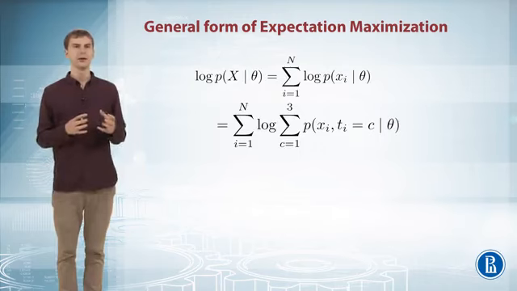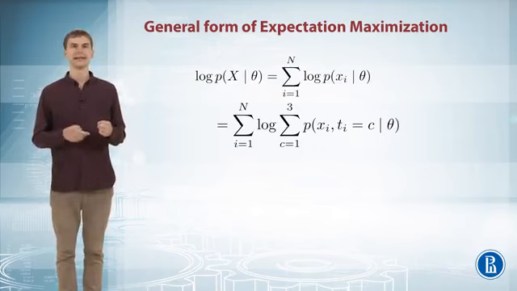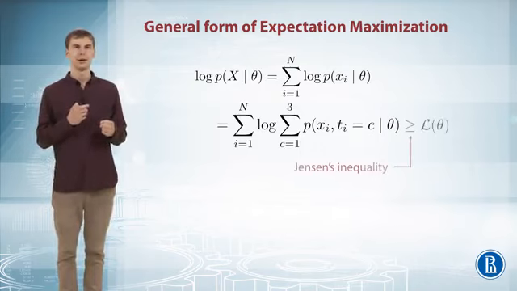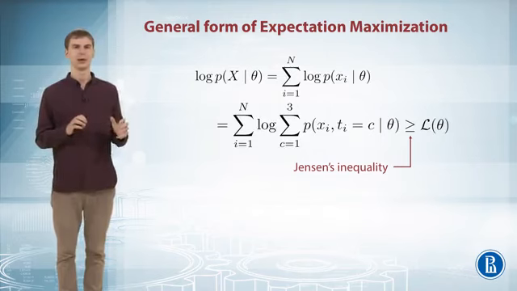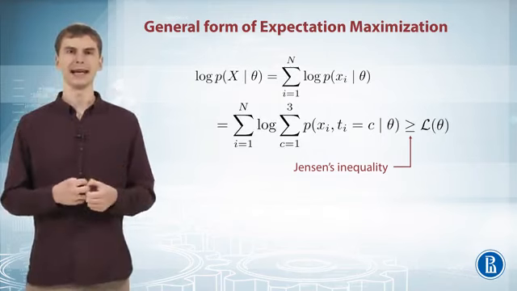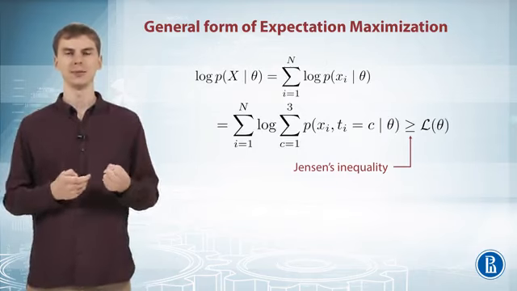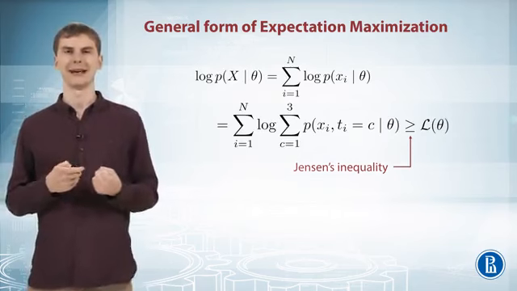Well, the general idea would be as follows. Let's build a lower bound for this thing by using the Jensen's inequality. I don't give you details here. They will come in the next few slides. But let's assume that we can lower bound this thing by some function which is easy to optimize. In this case, instead of maximizing this original marginal log likelihood, we can maximize this lower bound instead.